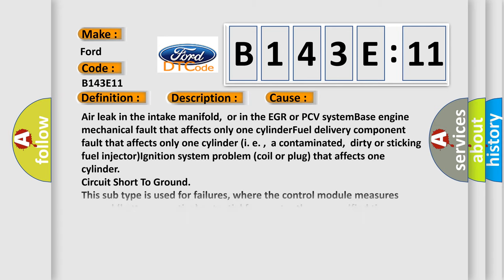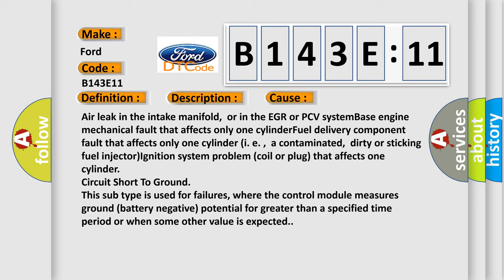This diagnostic error occurs most often in these cases: air leak in the intake manifold, or in the EGR or PCV system, base engine mechanical fault that affects only one cylinder, fuel delivery component fault that affects only one cylinder, i.e. a contaminated, dirty or sticking fuel injector, ignition system problem, coil or plug that affects one cylinder, circuit short to ground. This subtype is used for failures where the control module measures ground battery negative potential for greater than a specified time period, or when some other value is expected.